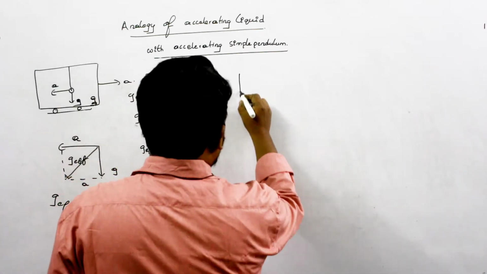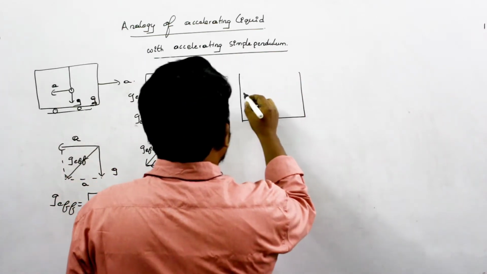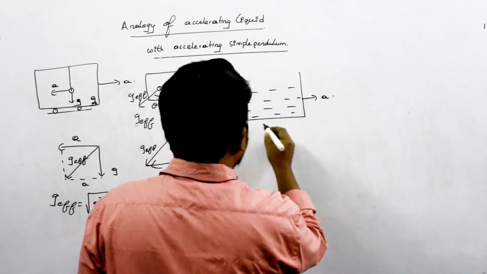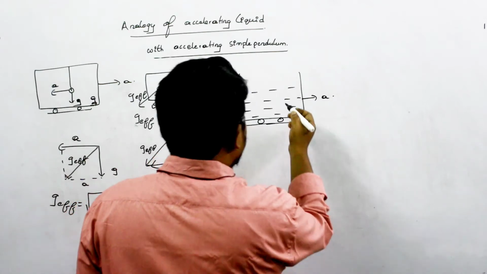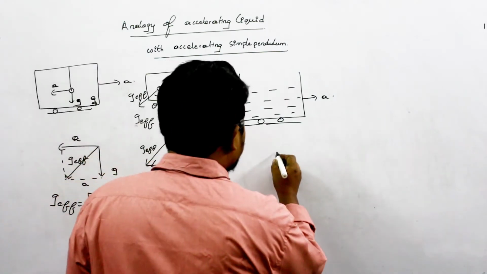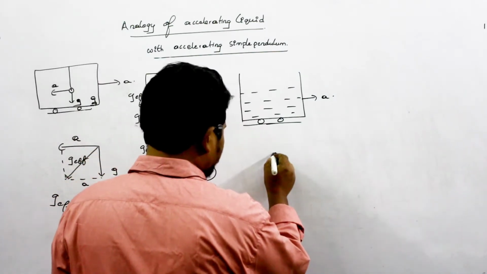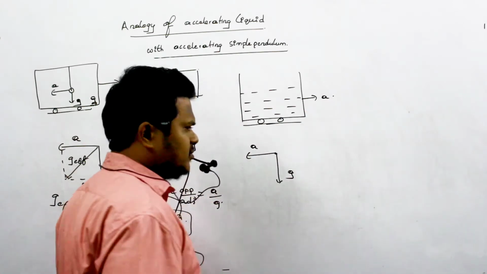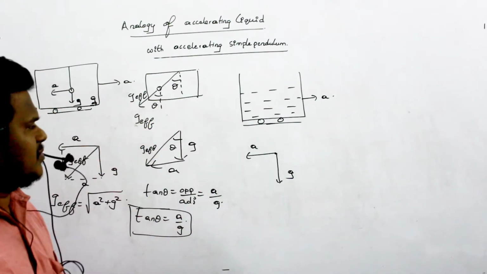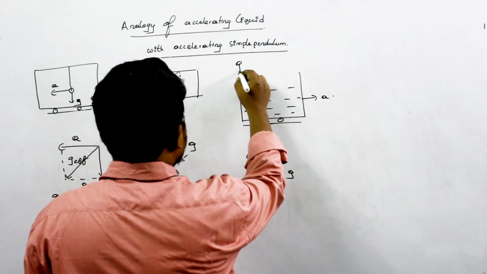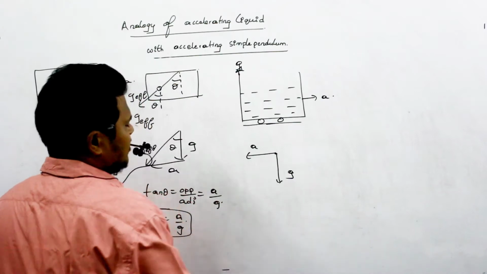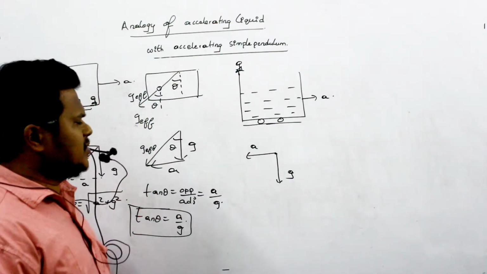For example, if this is a tank in which liquid is present up to this level, and this tank is accelerating with an acceleration of A, then this liquid also experiences two accelerations in this condition. One is acceleration due to gravity and another is the pseudo acceleration for an observer who is present in the non-inertial frame of reference, that we have already discussed previously. When the observer is present on this tank and is observing this liquid, we have to draw this pseudo force so that we can apply Newton's laws.